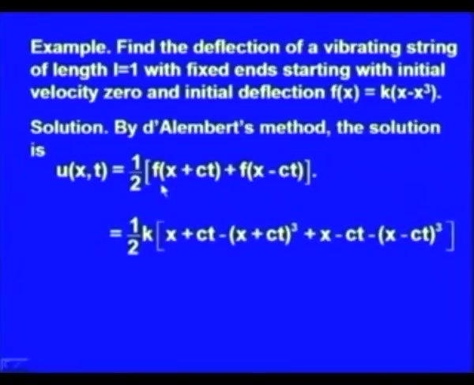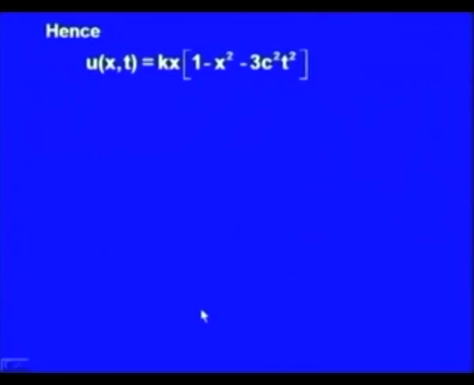So, let us put the value of f here. f is equal to k times (x minus x cube). So, we will get u(x,t) as half of k into [(x plus ct) minus (x plus ct) whole cube plus (x minus ct) minus (x minus ct) whole cube]. If you simplify this expression, you get u(x,t) as kx into (1 minus x square minus 3c square t square).